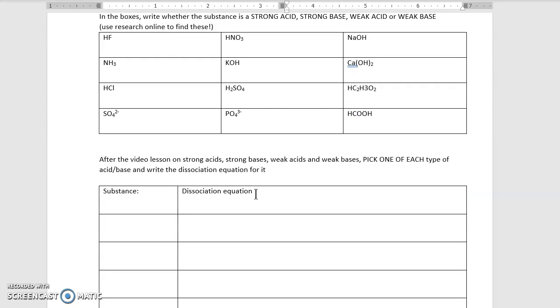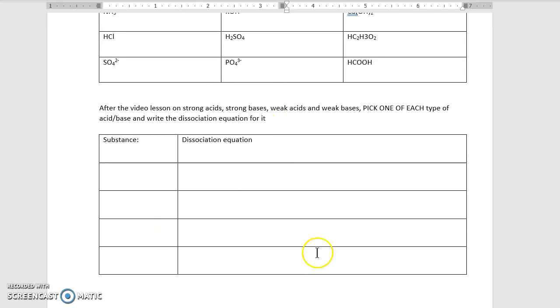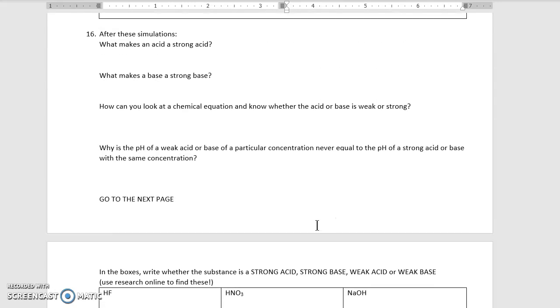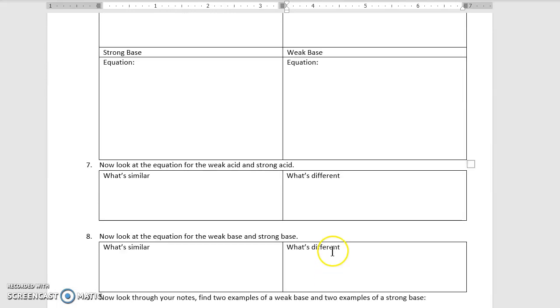On the next page, there's just some boxes you want to fill out. It's going to ask you to identify strong acid, strong base, weak acid, weak base, and see if you can write the dissociation equation. The video notes that will follow will also help with that as well.